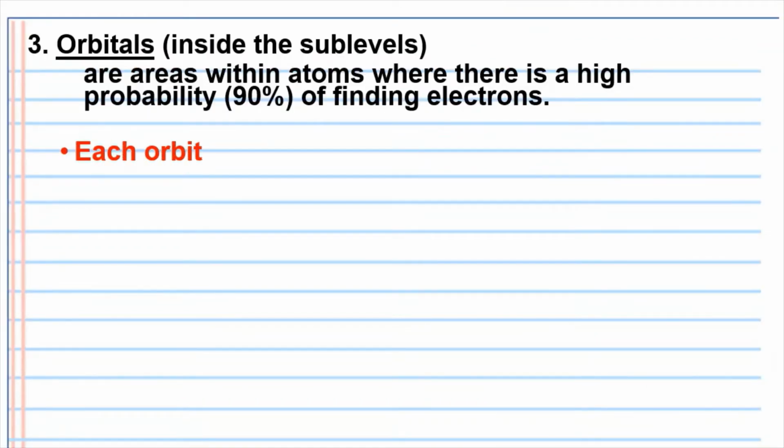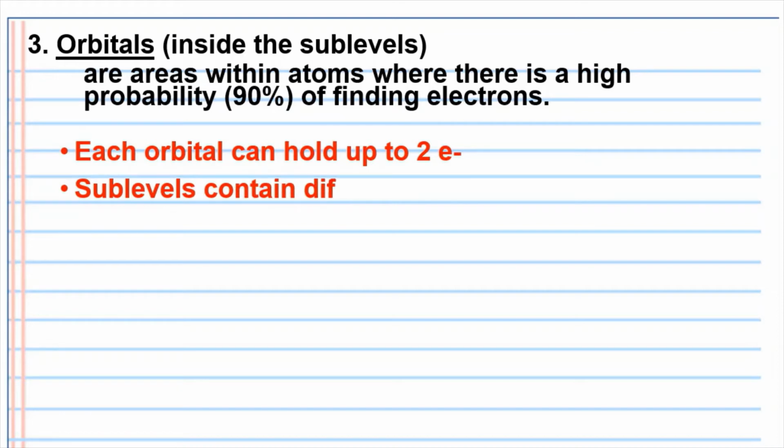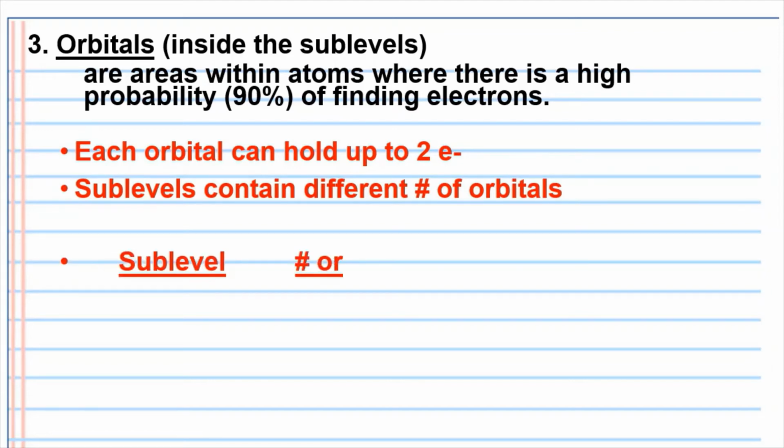Now each orbital in the atom can hold up to 2 electrons, but no more. And the sublevels, the S, P, D, and F, contain different amounts of orbitals within them. So we're going to make a little chart to help keep it straight. We're going to list the different sublevels, how many orbitals are present, and then how many electrons are going to fit within that sublevel based on the number of orbitals we have.